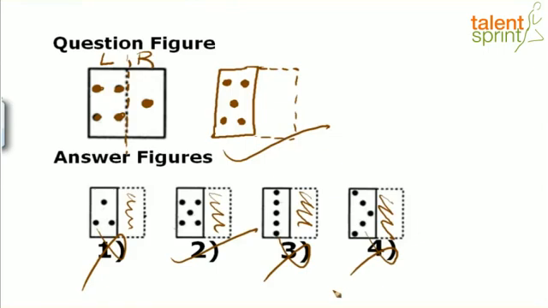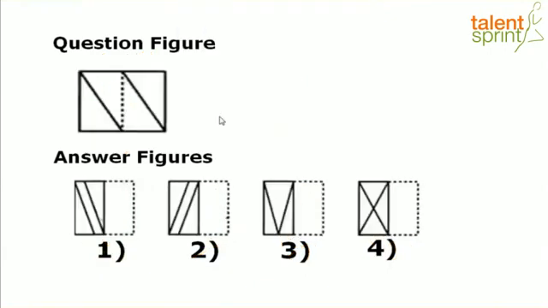In mirror image, left becomes right, right becomes left. Top and bottom are not touched at all, right? Top and bottom remain as they are. In case of water image, top becomes bottom, bottom becomes top, left and right are as they are. Let's look at the next question. So here's the next question.